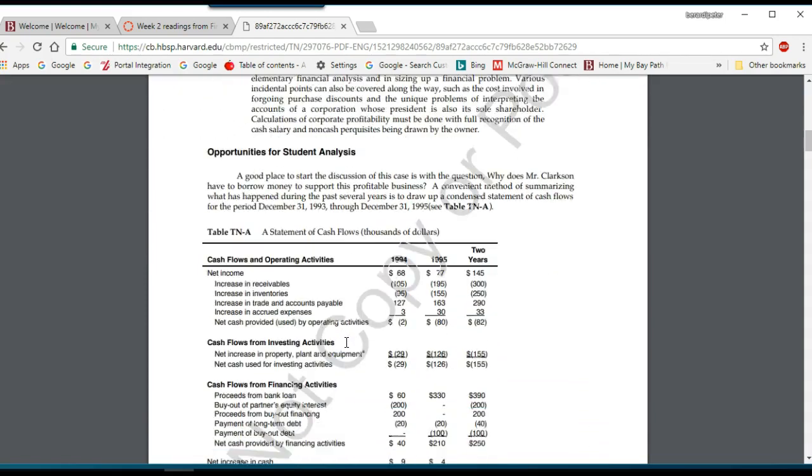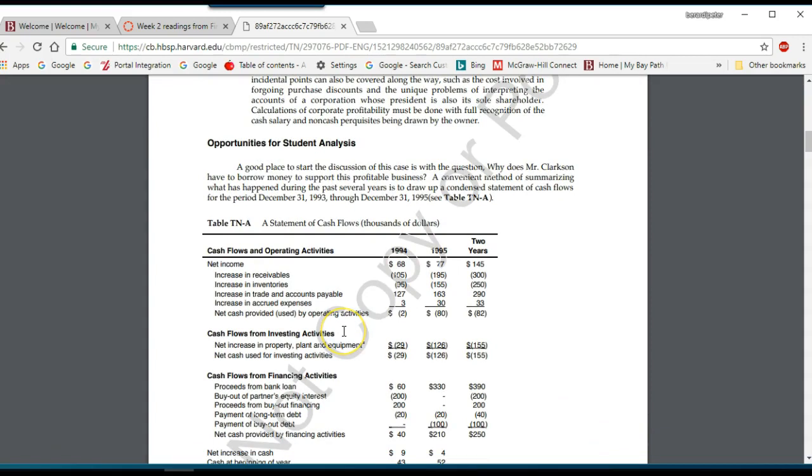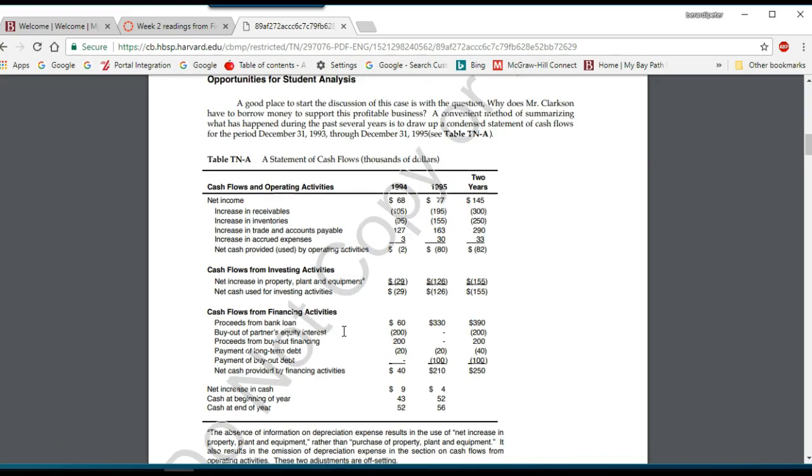A good place to start is the cash flow statement. Look at the net increase or decrease in cash, cash at the beginning of the year and cash at the end of the year for 1994, and the same for 1995. At the end of 1995, we generated $4,000 more cash to add to our cash balance. This $56,000 in cash will certainly not be enough to cover the working capital that we need. So let's look at our working capital.